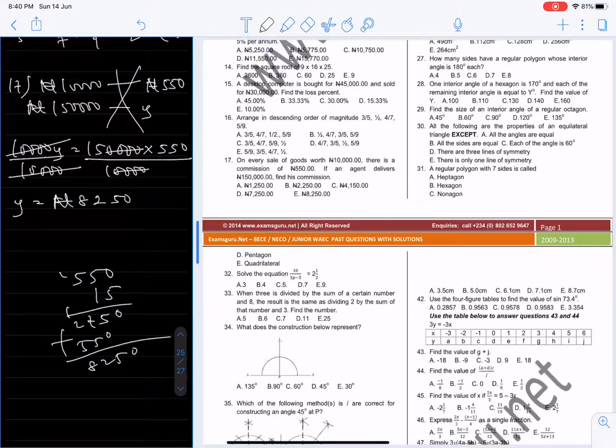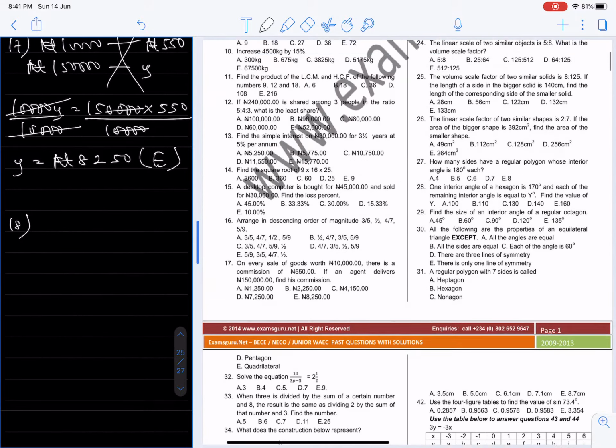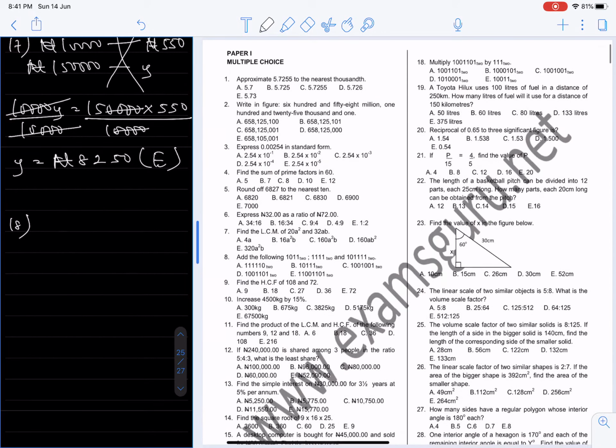So that means the commission the agent gets on 150,000 naira is 8,250 naira. And the correct option is E. Now to the next. That's number 18. Number 18. Let's come here.